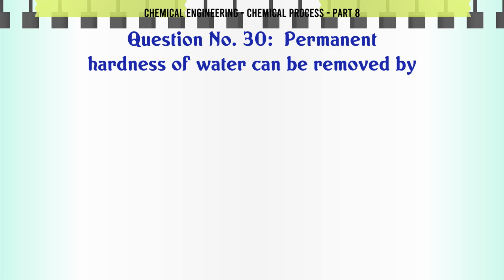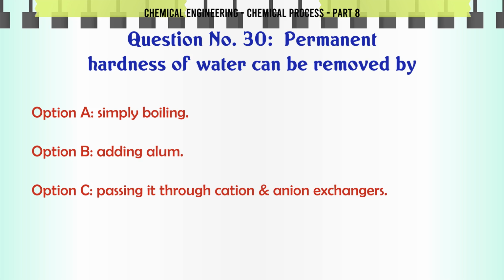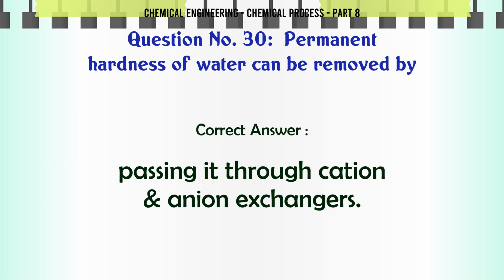Permanent hardness of water can be removed by A. Simply boiling. B. Adding alum. C. Passing it through cation anion exchangers. D. All A, B, and C. The correct answer is passing it through cation anion exchangers.